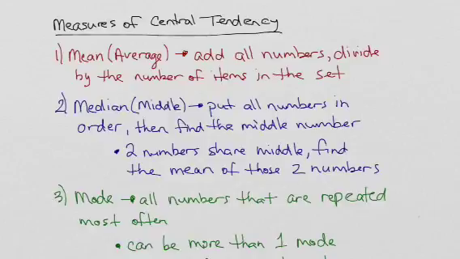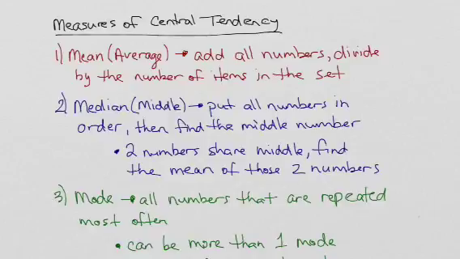First off, there's the mean, which is sometimes called the average. That's where you add all the numbers and then divide by the number of items in the set. That's probably the most commonly used one. We use it to calculate grades, and most sports statistics are calculated this way. Then there's the median. It's considered the middle number. You have to put the numbers in order first, that's key, and then you find the middle number. If 2 numbers happen to share the middle, then we find the mean of those 2 numbers. That means you add the 2 numbers and then divide by 2, because there's 2 of them.